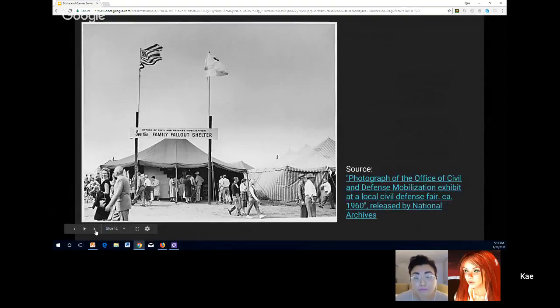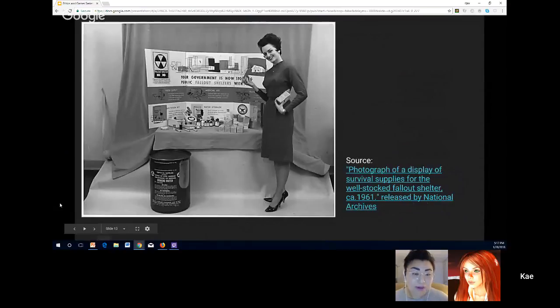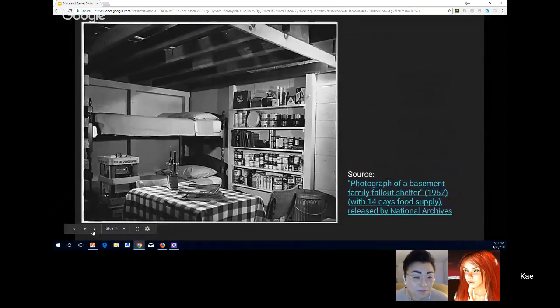Okay. So here's a photograph of the Office of Civil and Defense Mobilization exhibit. The Office of Civil and Defense Mobilization actually put out fairs where they were trying to sell people family fallout shelters or educate them on what kind of shelters are out there. And if we can go next. Okay, this is a photograph of a woman selling survival supplies. So things that you can eat or med kits that you can put into your shelter. Please go next.